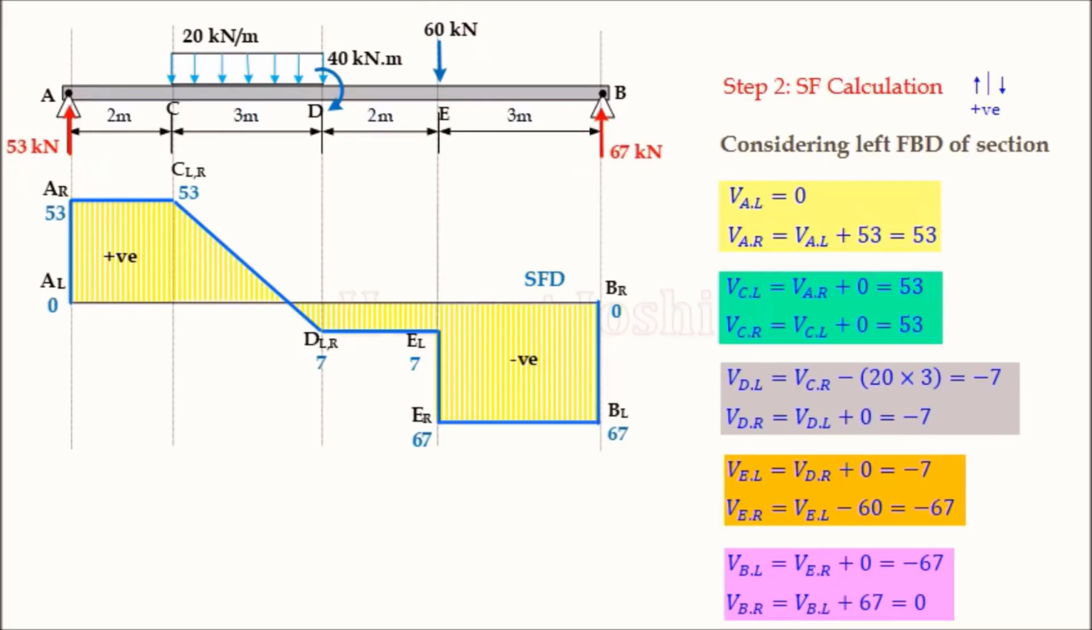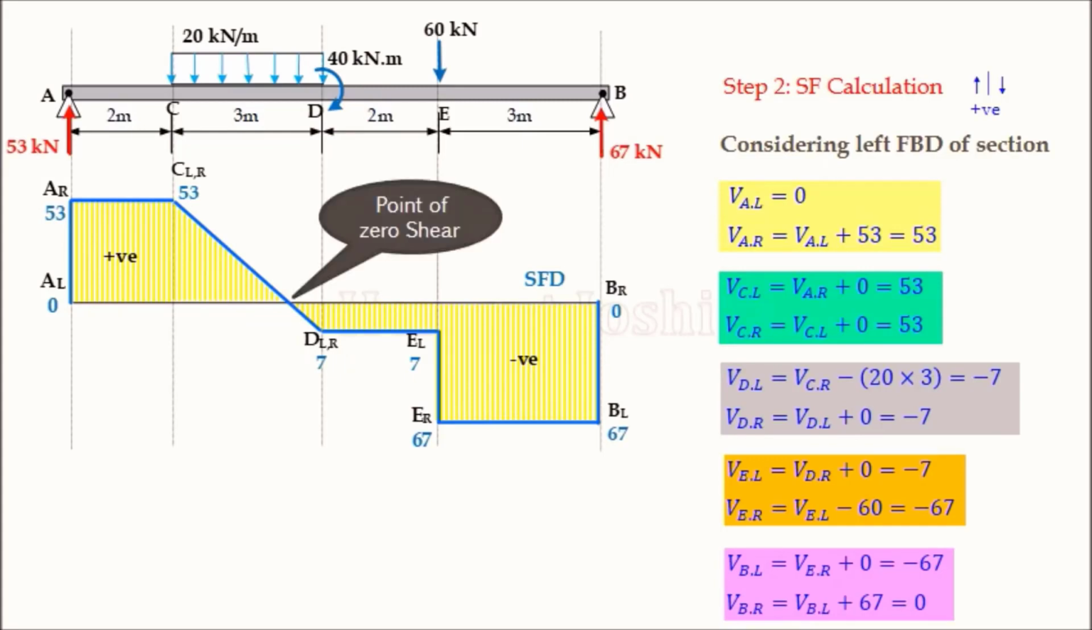Second checkpoint is that whenever no load is acting, SFD is horizontal. No load is acting, SFD is horizontal. Third checkpoint, whenever UDL is acting, SFD is a sloping line. As UDL is downward, so SFD must be sloping downward, right? And last checkpoint, whenever couples are acting, SF doesn't have any change. So these are some very important points to check after drawing your diagram.